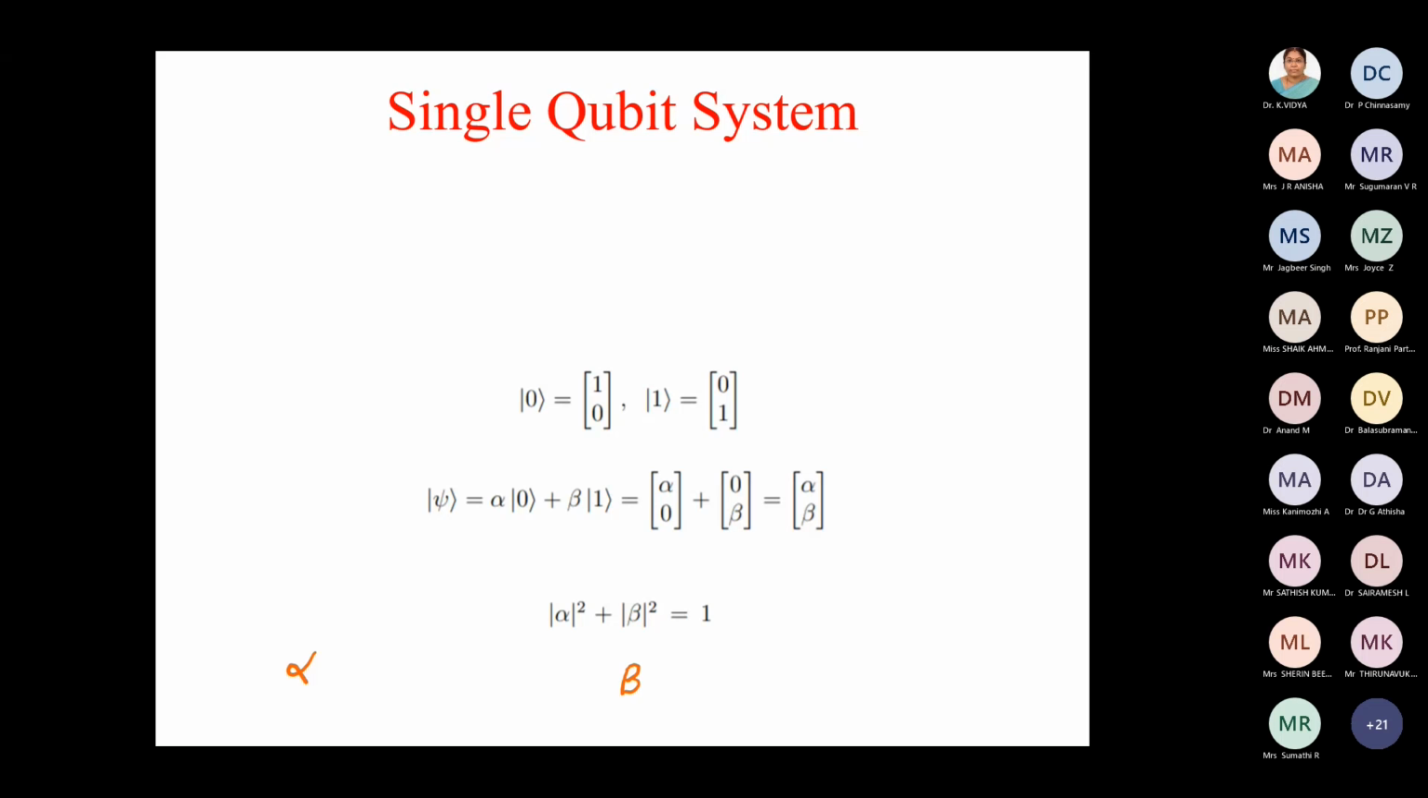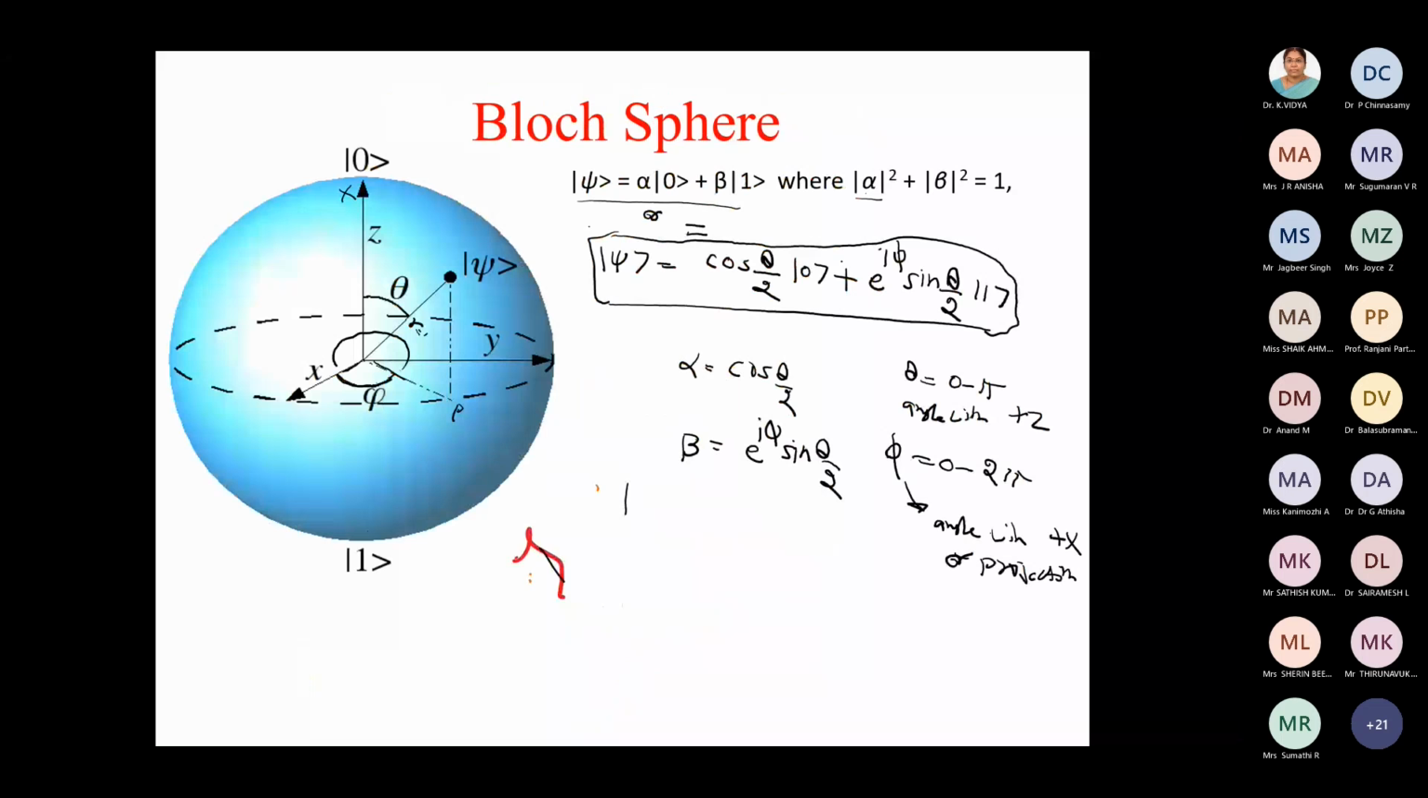Suppose this is your quantum state, a general single qubit state. Instead of writing it in this notation, alpha times 0 plus beta times 1, what we are interested in is only these coefficients, because alpha and beta tell about the state of a qubit. If we write alpha and beta in a column vector, and you know alpha and beta, then you can tell about the state. You can determine theta and phi from alpha and beta.